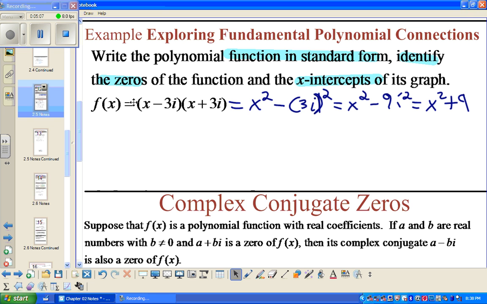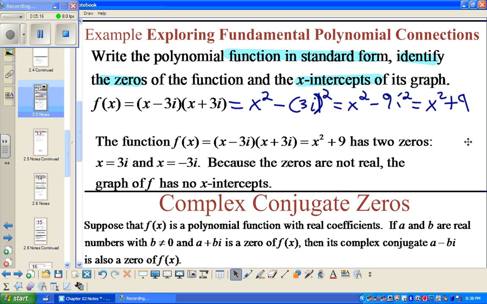Identify the zeros. Well, what would the zeros be? Let me remove this summary here for you. That way, if you're copying down notes, you can copy that or copy what I'm saying. We've just written down the function. The two zeros would be 3i, because if I plugged in a 3i here, I'd get 0. If I plugged in a negative 3i here, I'd get 0. Same concept as before. So 3i and negative 3i are the zeros.